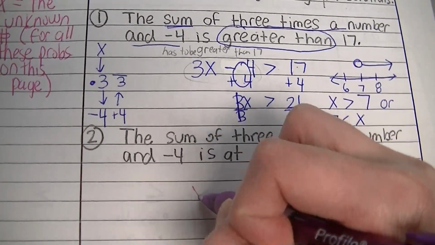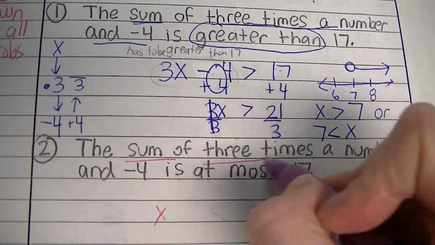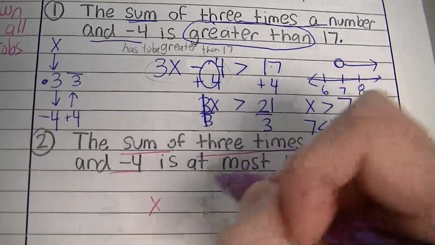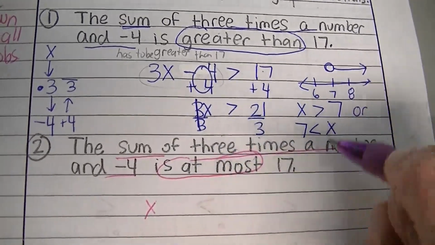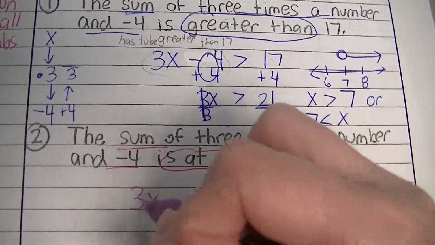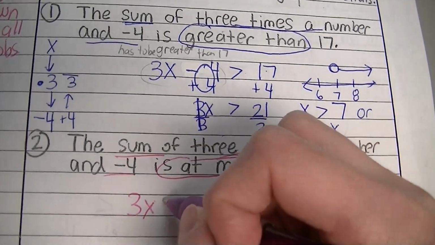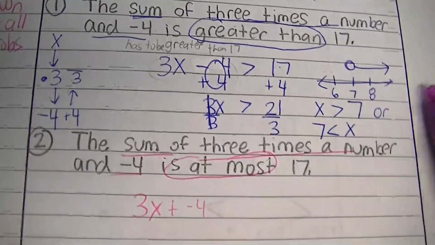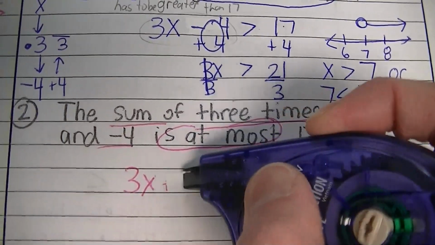So I'm going to build around it. But it says the sum of 3 times the number, so I have 3 times the number and negative 4 is at most 17. Okay, so I have my variable. I'm going to build around it. Sum of 3 times the number. There's 3 times the number. I'm going to add to it that -4. So again, I can write plus a -4, or if that gets confusing for you, you can just write -4.